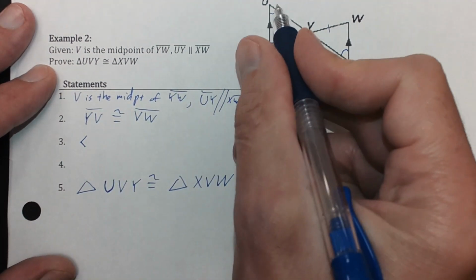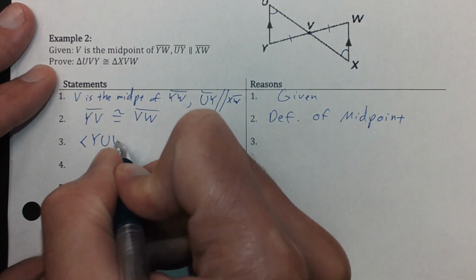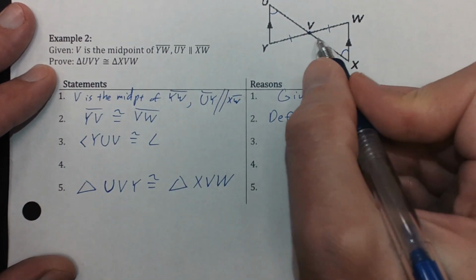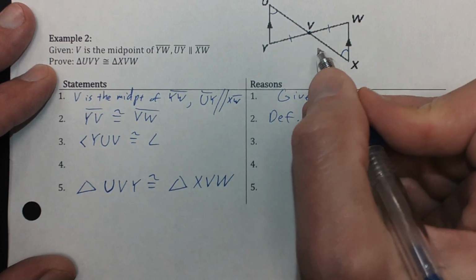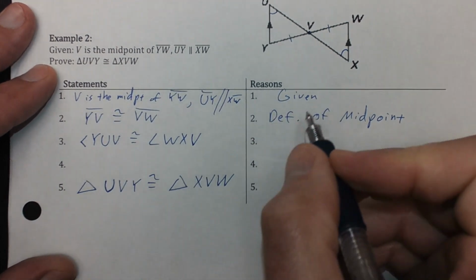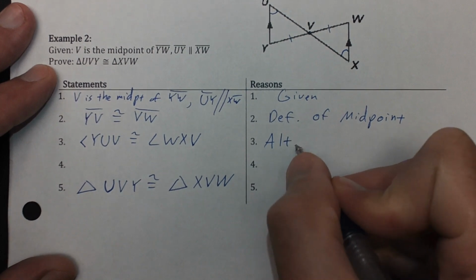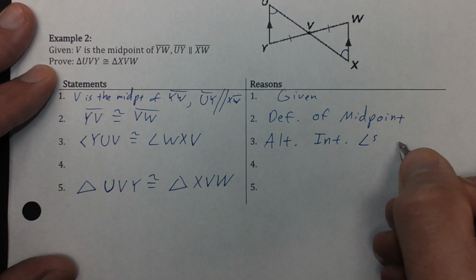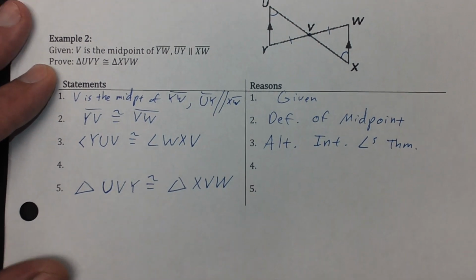So I'm going to say angle YUV is congruent to angle, let's say that's WXV. How do I know that? Because of the alternate interior angles theorem. A lot of abbreviations there.